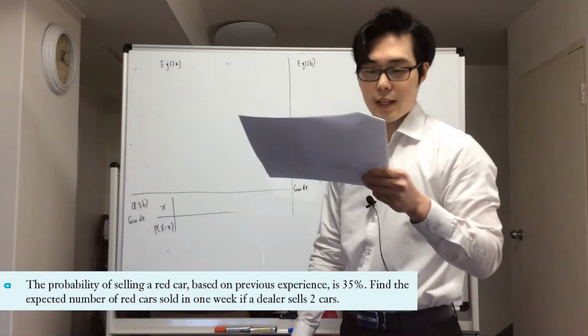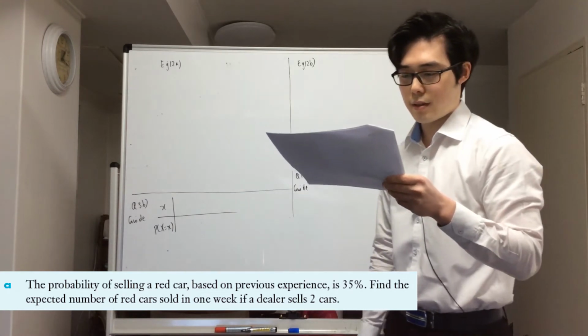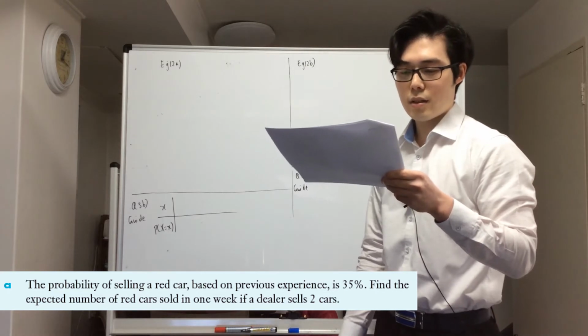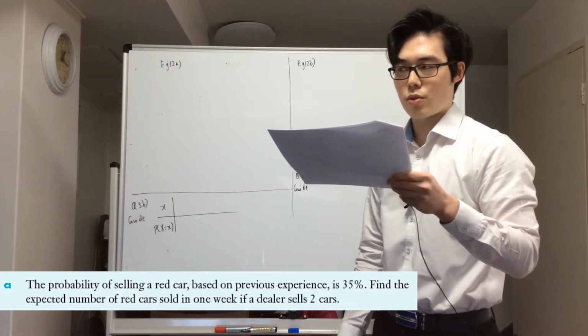The probability of selling a red car based on previous experience is 35%, okay? Find the expected number of red cars sold in 1 week if a dealer sells 2 cars.